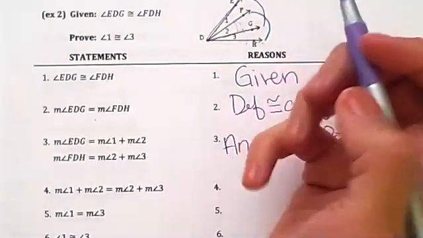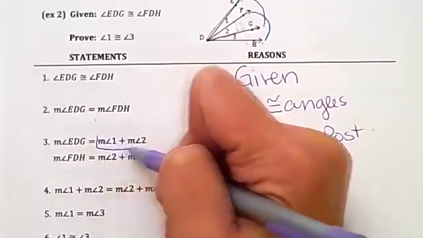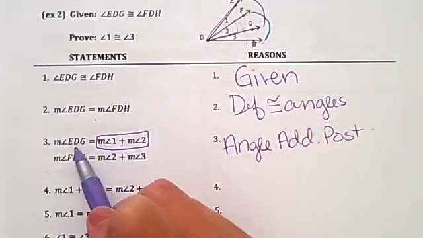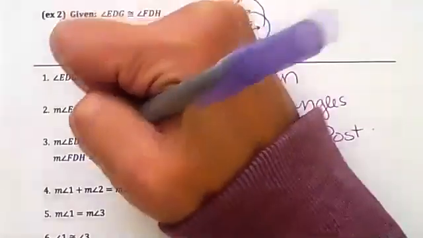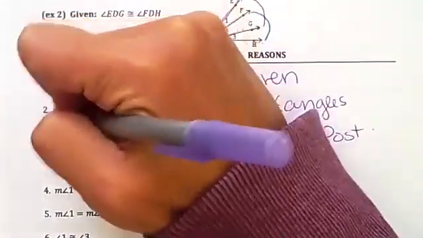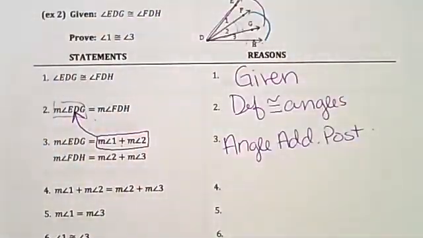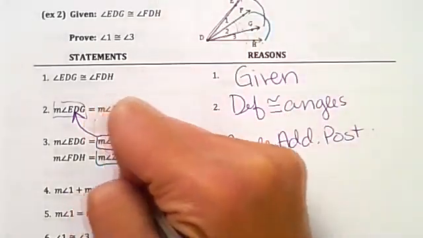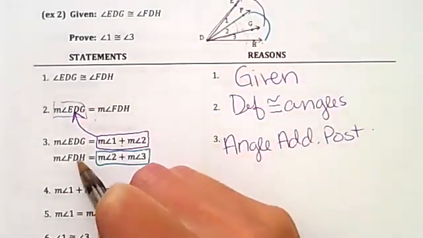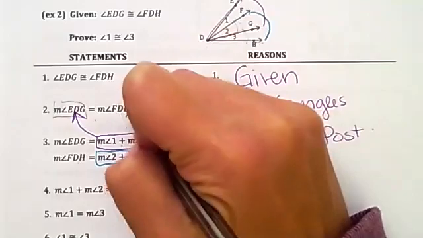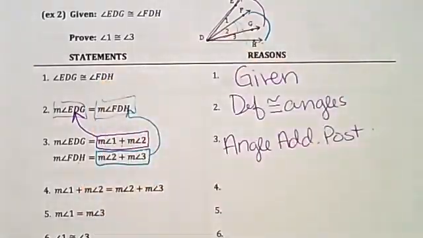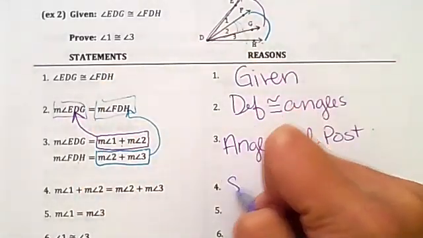So what they did, in case you didn't see it, is they took 1 plus 2. See how 1 plus 2 is equal to EDG? And so they plugged that in there for EDG. And then we took 2 plus 3, which is equal to FDH, and plugged it in right here for FDH. So that would be substitution property of equality.